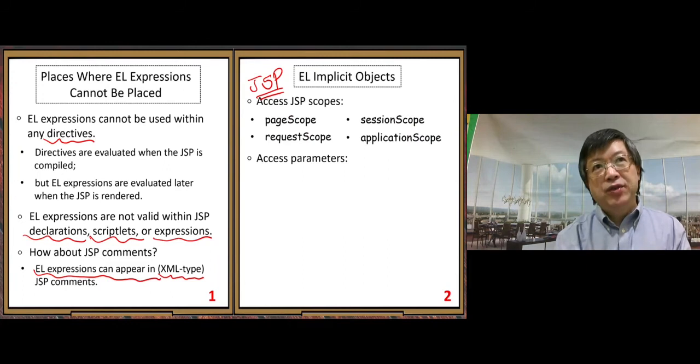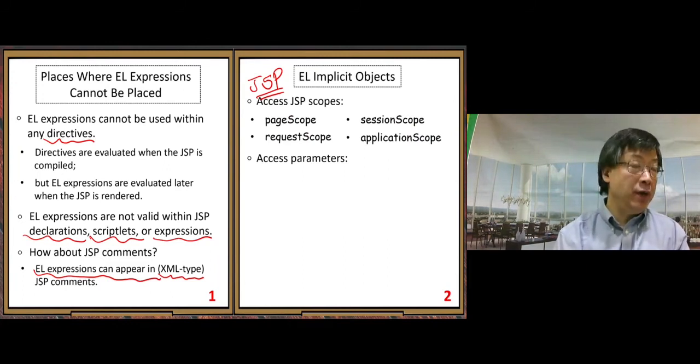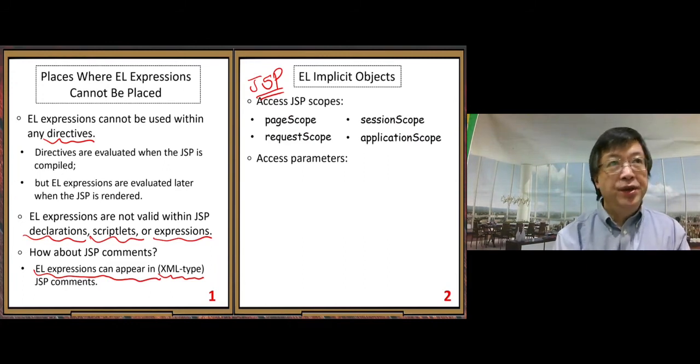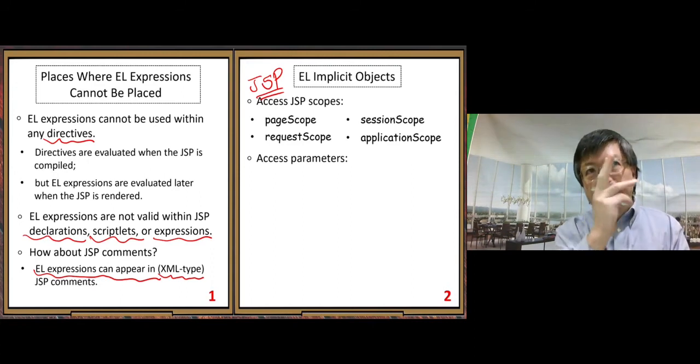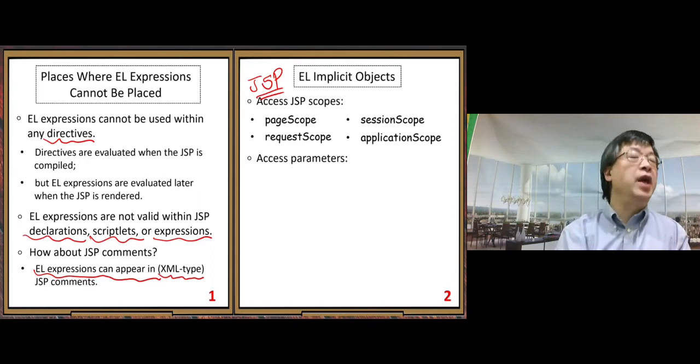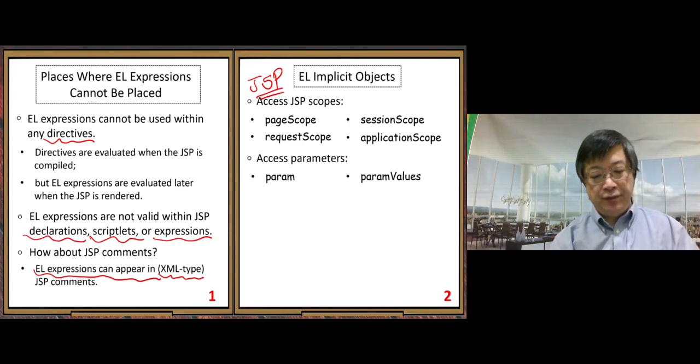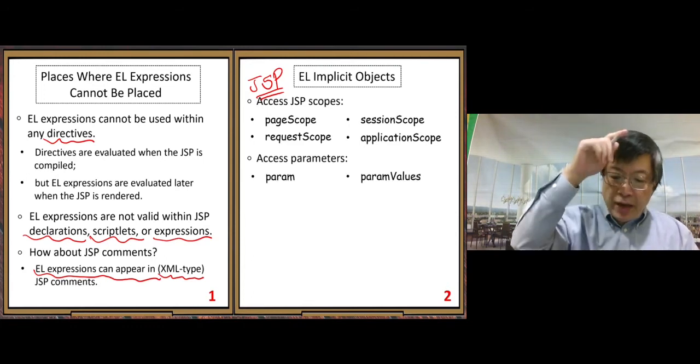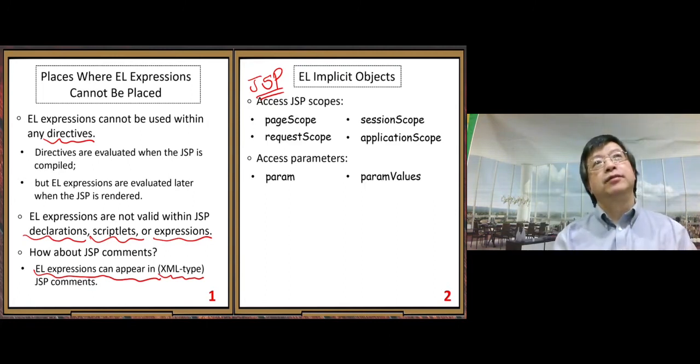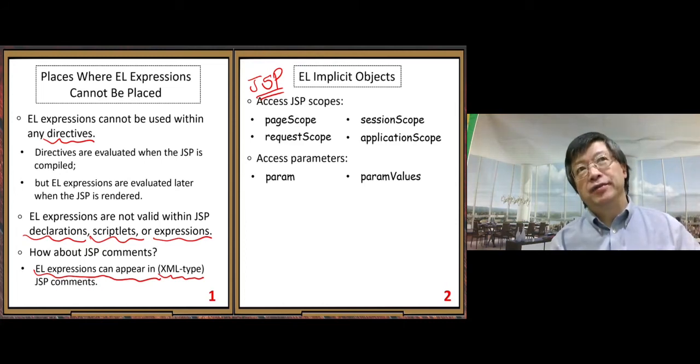We need to access request parameters in our JSP. When we need to do that, there are 2 implicit objects we can use. The first one, param. The second, param capital values. You can see the way we use them, how different. You can guess.